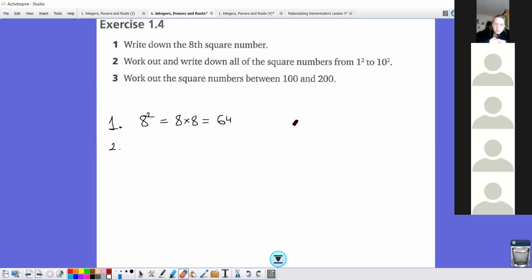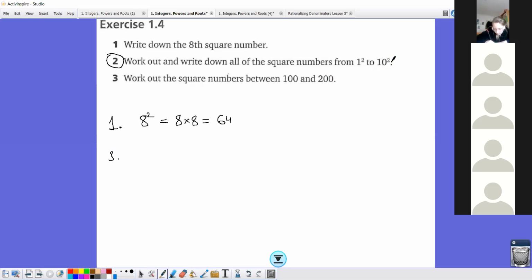Now, the second one says work out the square numbers from 1 to 10. It's your homework. Okay, 2 is our homework. Can I do the third one, teacher? Yes. Third one: work out the square numbers between 100 to 200.